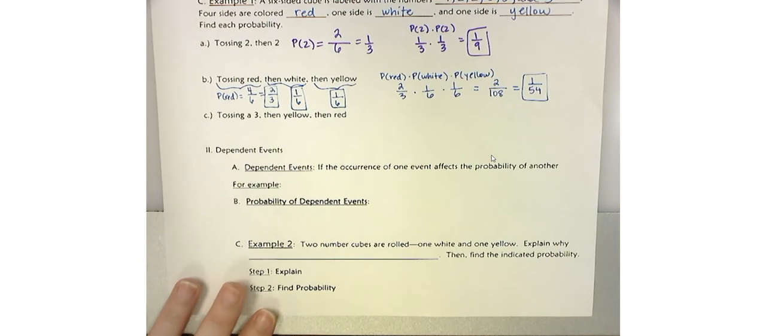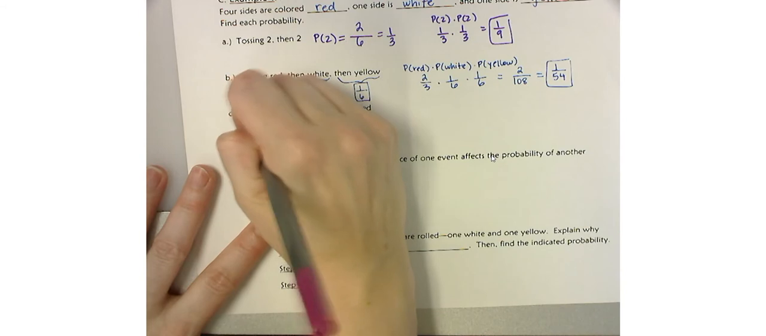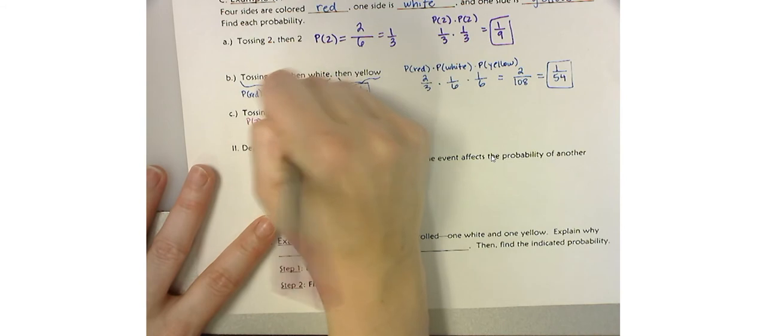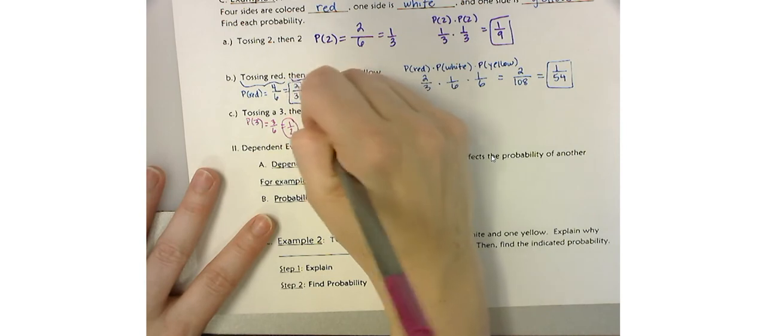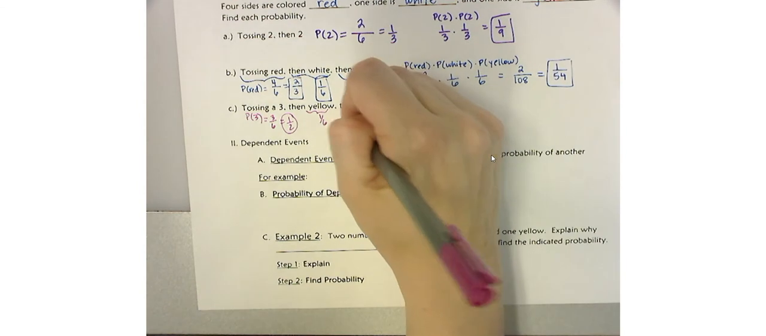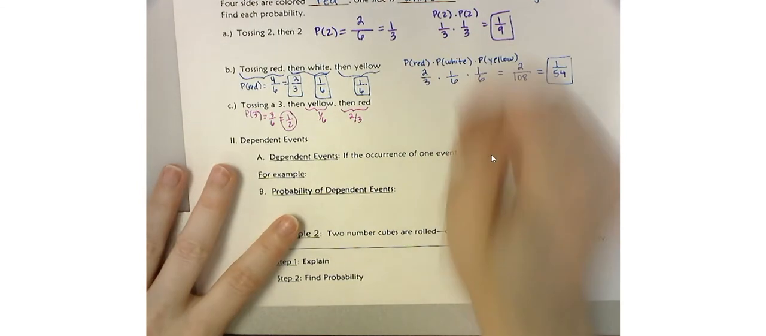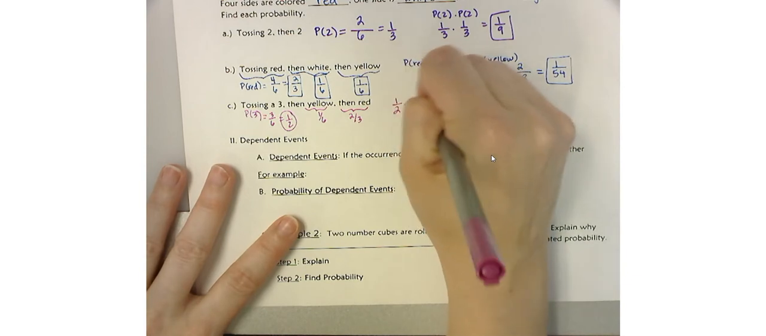All right, and then let's look at the last one. So the probability of tossing a 3. So the probability of getting a 3 is going to be 1/2, or 3 out of 6. Okay, the probability of getting a yellow, we already found, is 1 out of 6. And the probability of tossing a red, we already found, was 2 out of 3. So we're going to multiply these together. Okay? So we're going to do 1/2 times 1/6 times 2/3. Okay, again, like I said, you can reduce first or at the end. Here you might notice that the 2's will cancel, so you'll have 1 over 18.